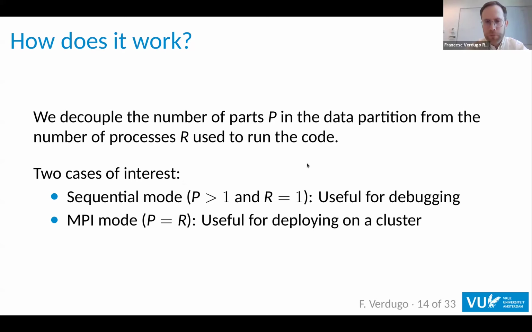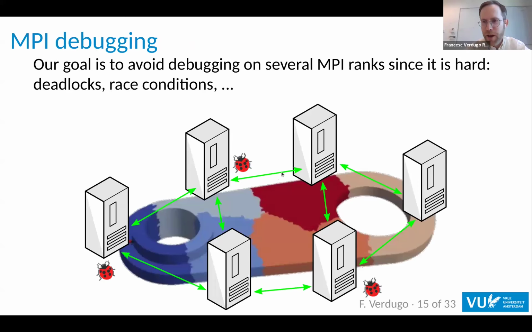Okay, so at this point, the benefit of having these 2 modes maybe is not that clear, especially if you have not used MPI a lot. But if you are a seasoned MPI programmer, you can start appreciating why this is useful, right? Especially having the possibility of debugging in a single process is very, very useful in practice, right? Because MPI debugging is a very hard problem, actually.